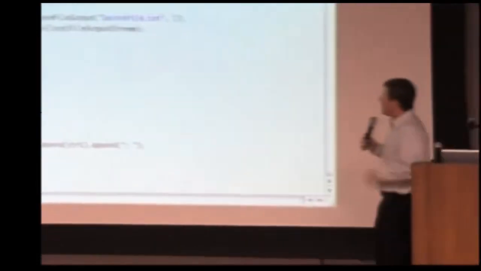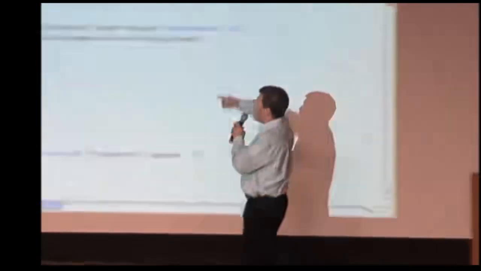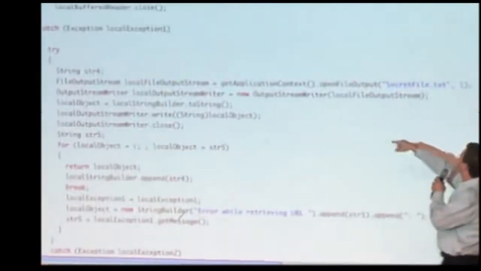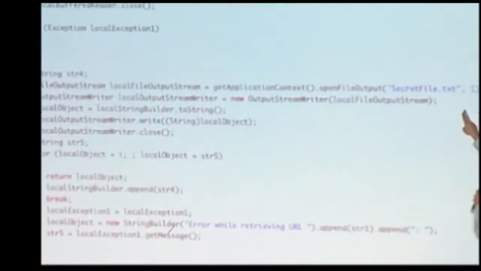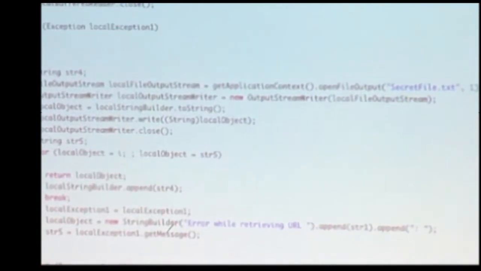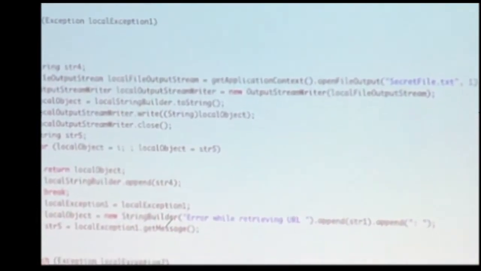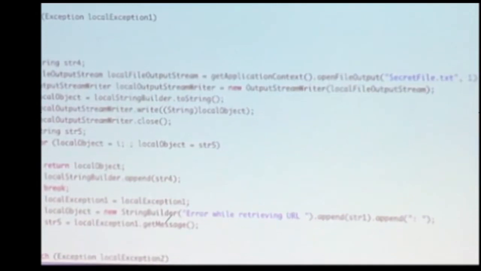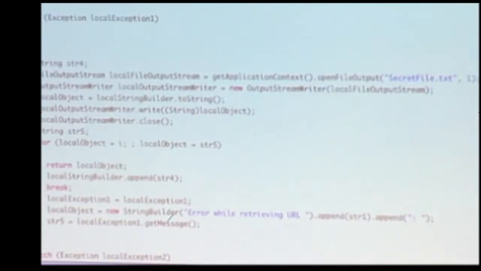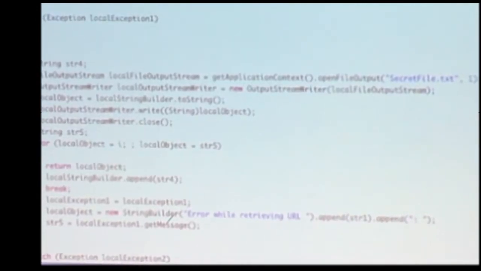And so we can also go through here and find out, like in this case, when we're opening file output, that's an Android specific API for opening files. We're opening a file called secret file, and we're opening it with permissions of 1, which is a world readable file. And so you're creating a file that other applications are going to be able to go in and see. Normally for Android applications, each application gets its own user.